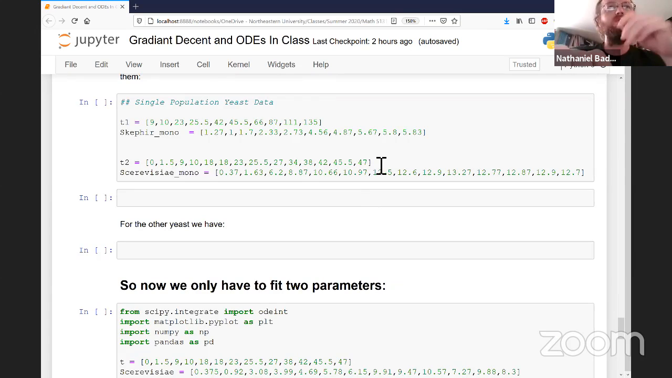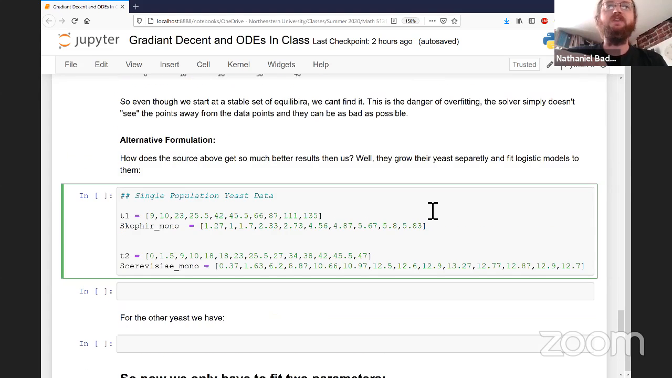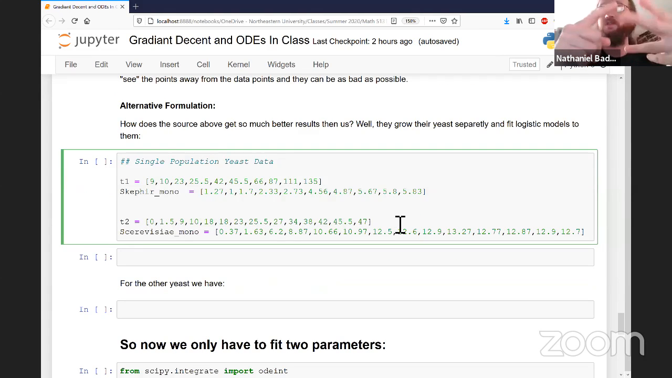So what we can do is fit the first two parameters using individual yeast calculations for just the first two. And here, I'll show you how to do that.